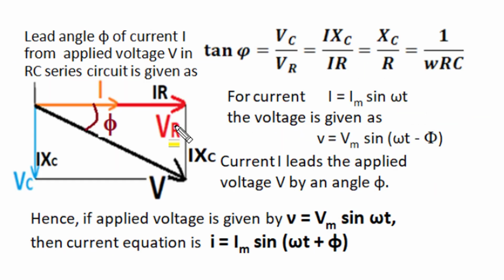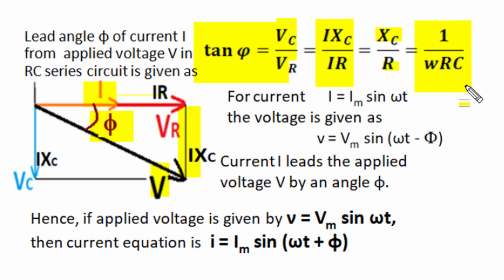So in an RC series circuit, the current phasor leads the voltage phasor by a phase angle phi, and that phase difference angle is given as tan phi equal to perpendicular upon base, or Vc upon Vr, or I Xc upon I R, which is equal to the ratio Xc over R. When we substitute Xc as 1 over omega C, it becomes 1 over omega RC. So this phase difference phi depends upon circuit resistance in ohm, capacitance in farad, and angular frequency omega in radian per second, or supply frequency f in hertz.